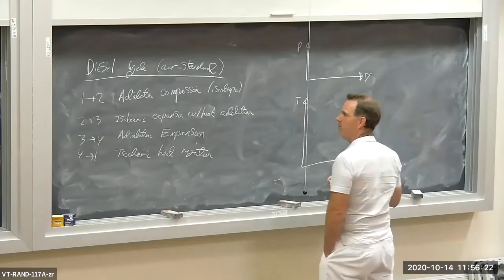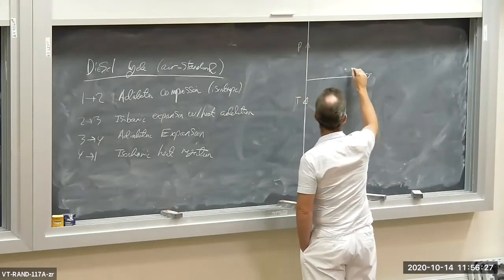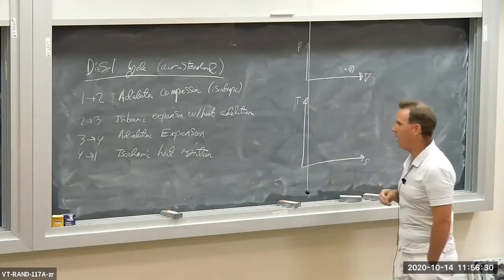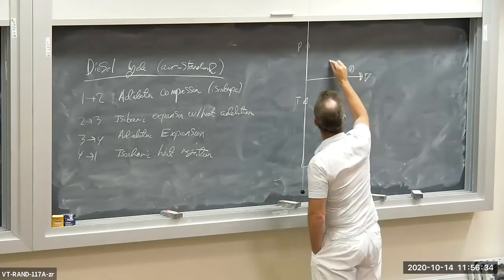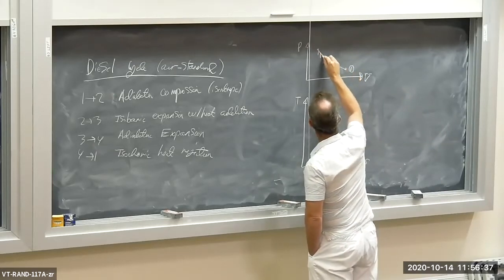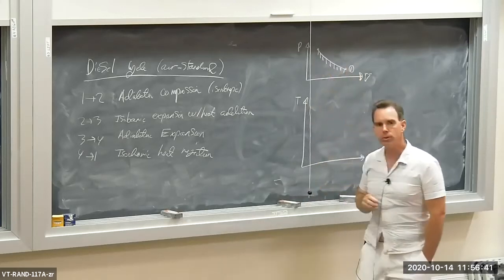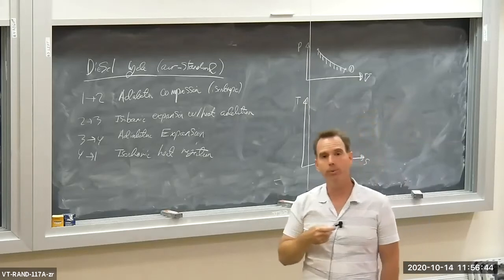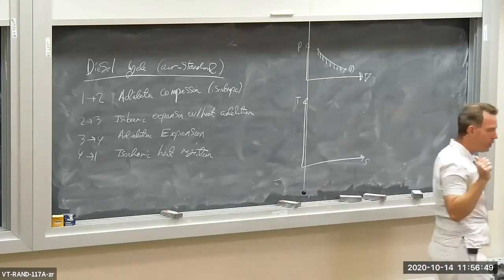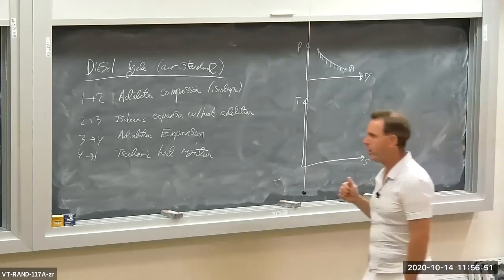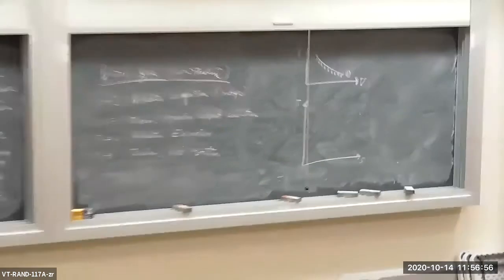So we're going to start off at state 1, the highest volume state, and we're going to adiabatically compress the air. Remember, in the diesel cycle, we don't have an air-fuel mixture pre-mixed and ready to burn. We have air, and we inject fuel when we want to start the heat release or the burning process.